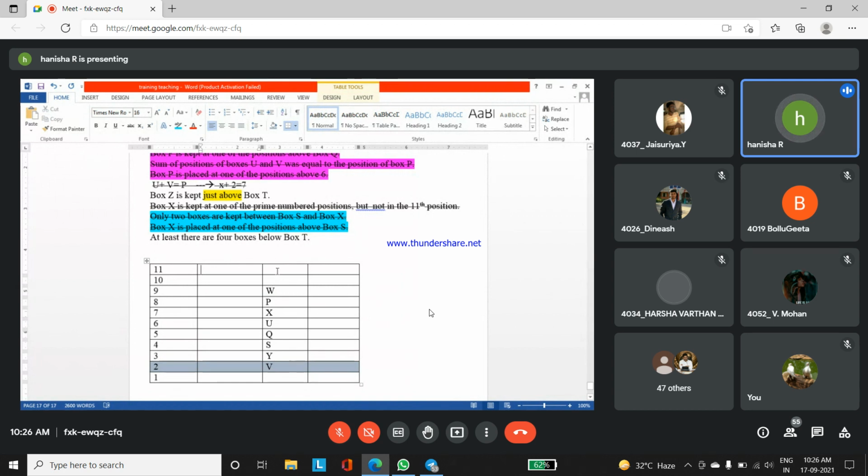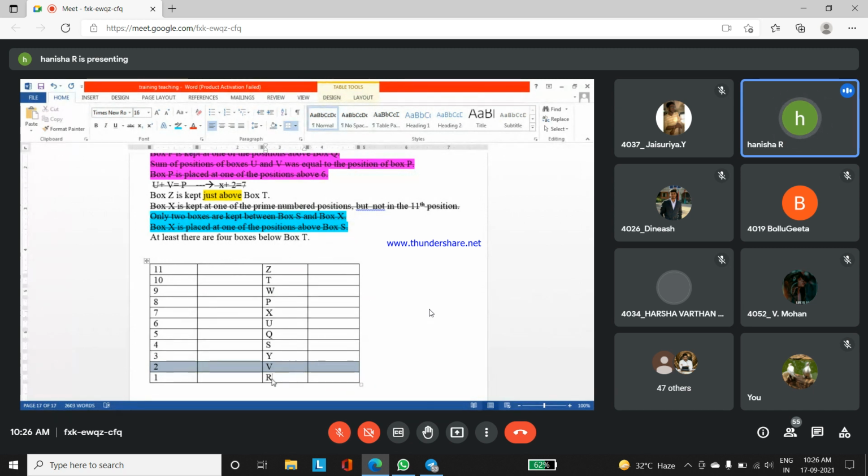But here you have the position here. Box Z is kept above T, box Z, and then you have T. And look at this. At least there are 4 boxes below box T. At least 4 should be there, but you have more than 4. So this clue is also satisfied. So the remaining vacant portion can be filled with R. Okay, so this is the answer for this question.